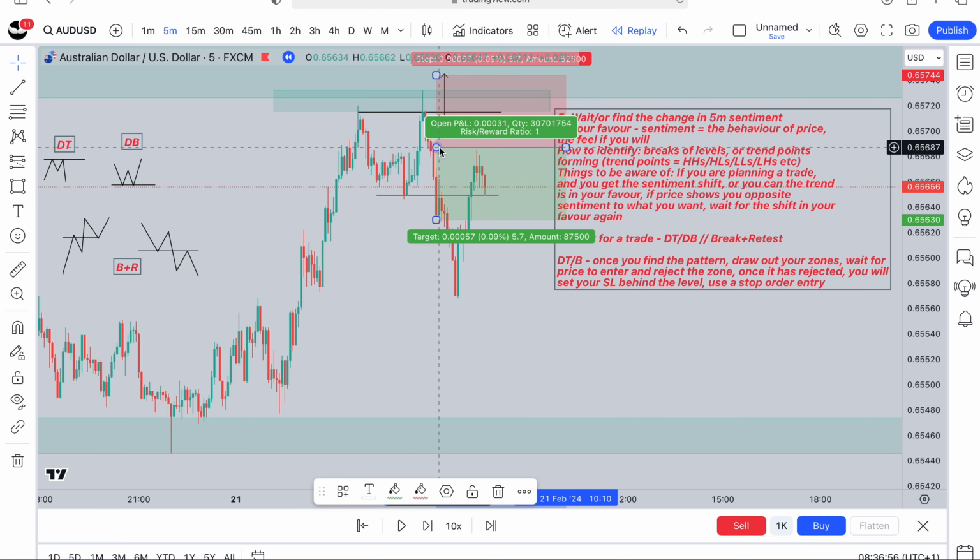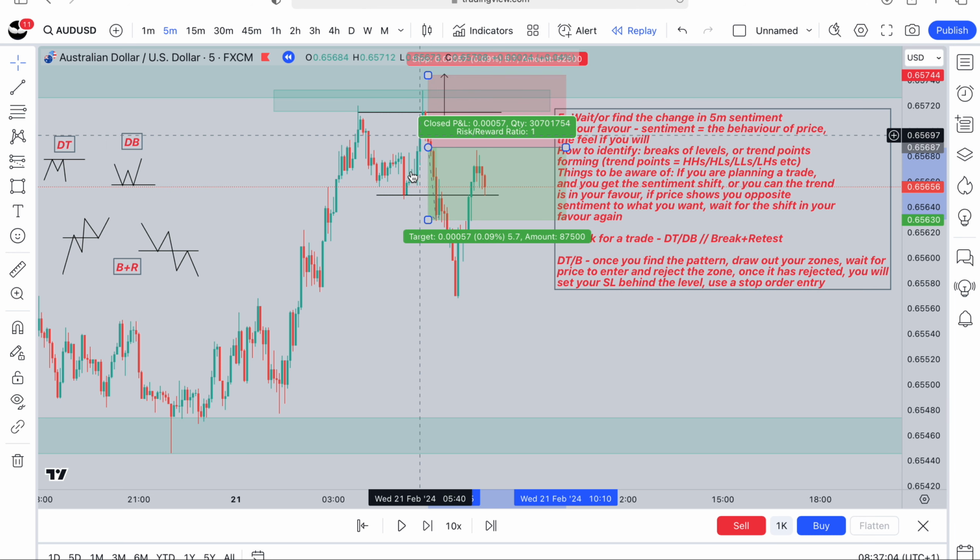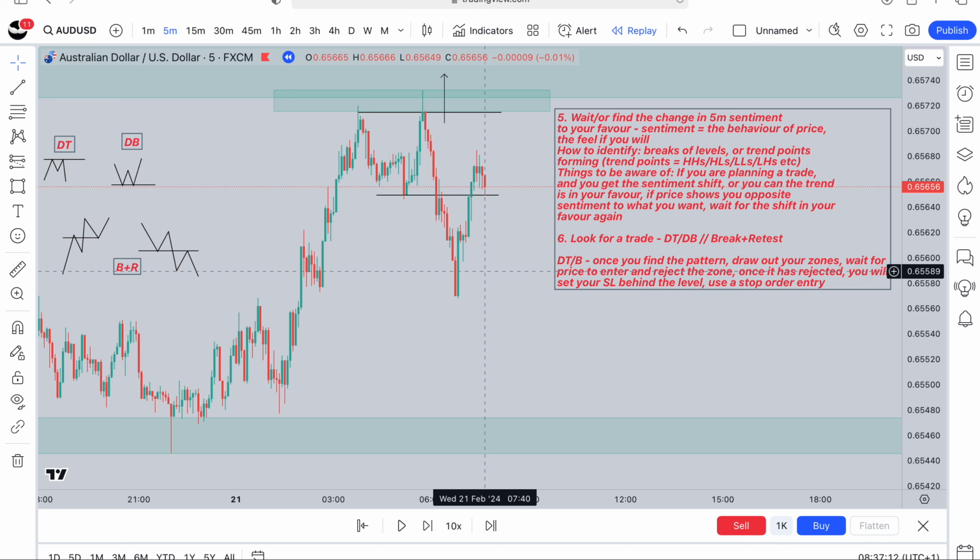If you wanted to take your trade by here, the 6 a.m. close, put your stop loss behind the level, let it trigger, by all means, you could have done that. But let's say you wanted to wait for some more confirmation. Then we're basically waiting for one of these patterns to be fulfilled.